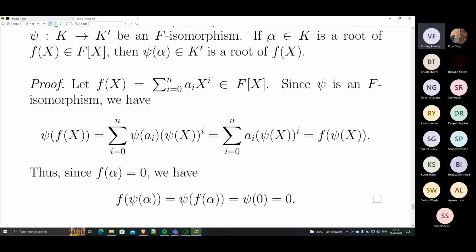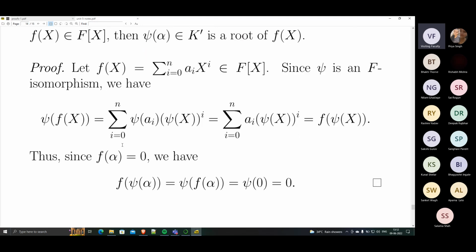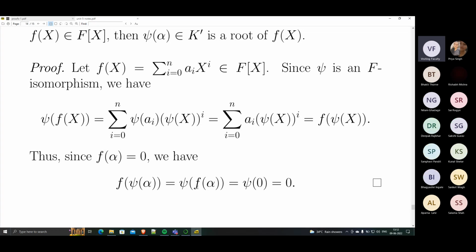If alpha is a root, since the homomorphism preserves the elements of f, even the image of alpha, which is psi of alpha, is also a root of the same polynomial because of this property. Alpha was a root of f, and therefore now even psi of alpha is a root, because psi of f of x is equal to f of psi of x. All right, simple proof, right? Very, very simple proof. We're only using the property that psi is actually a ring homomorphism.